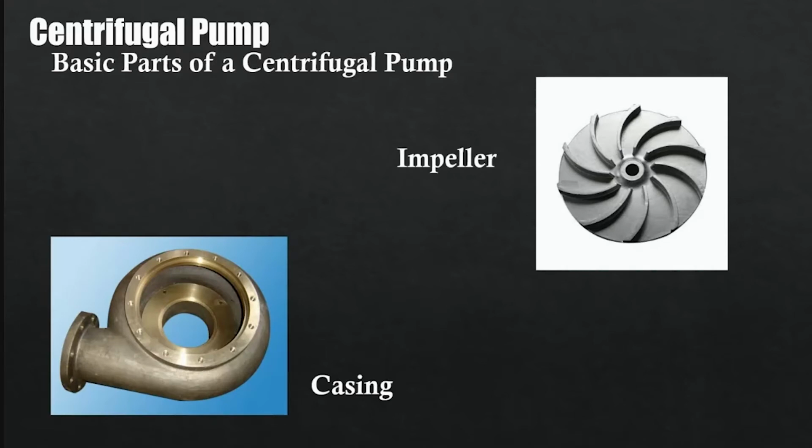These are the basic parts of a centrifugal pump. The first one is the impeller. It imparts velocity to the liquid resulting from the centrifugal force as the impeller is rotated. Next is the casing. It gives direction to the flow from the impeller and converts this velocity energy into pressure energy, which is usually measured in feet of head.